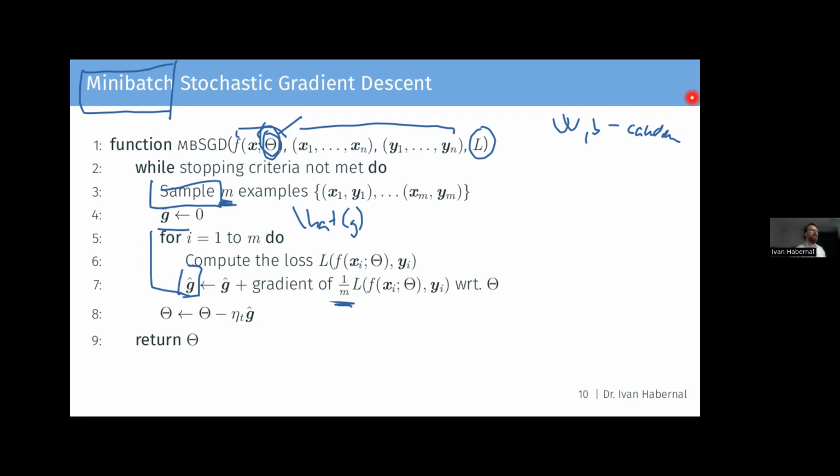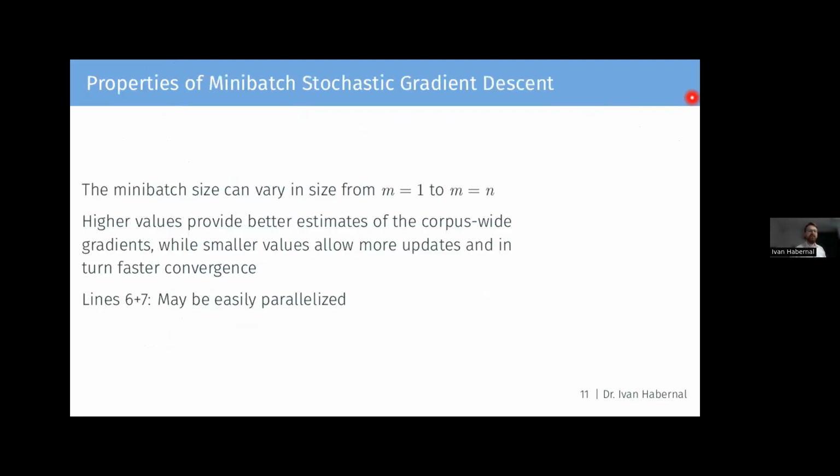Okay, let's move on. So the mini-batch size can be something between 1 and the full data set, right? But typically, what's the driving factor of the batch size?